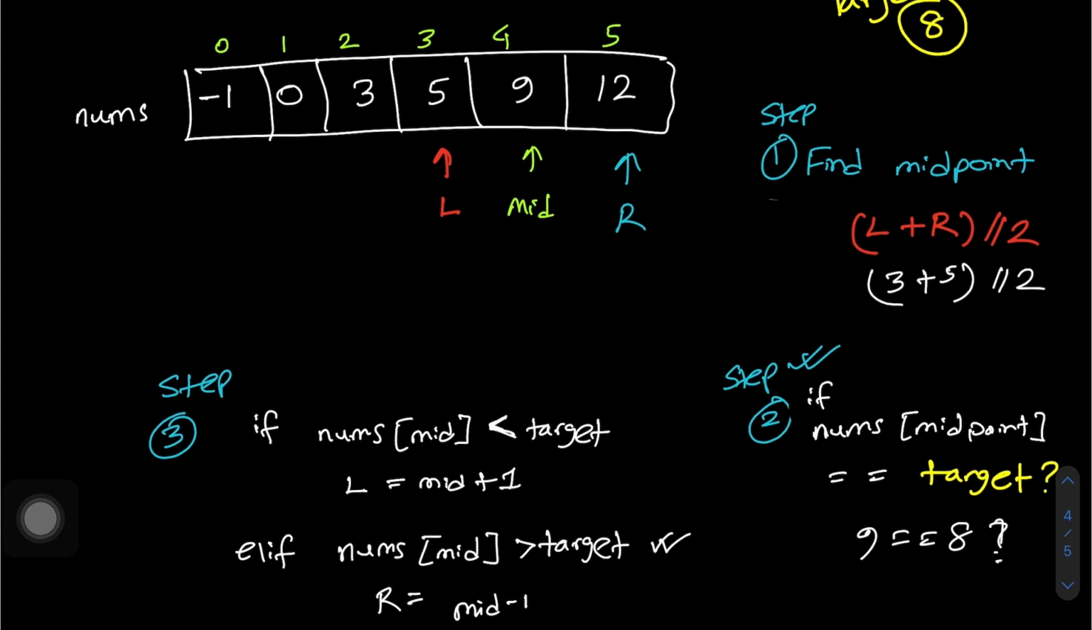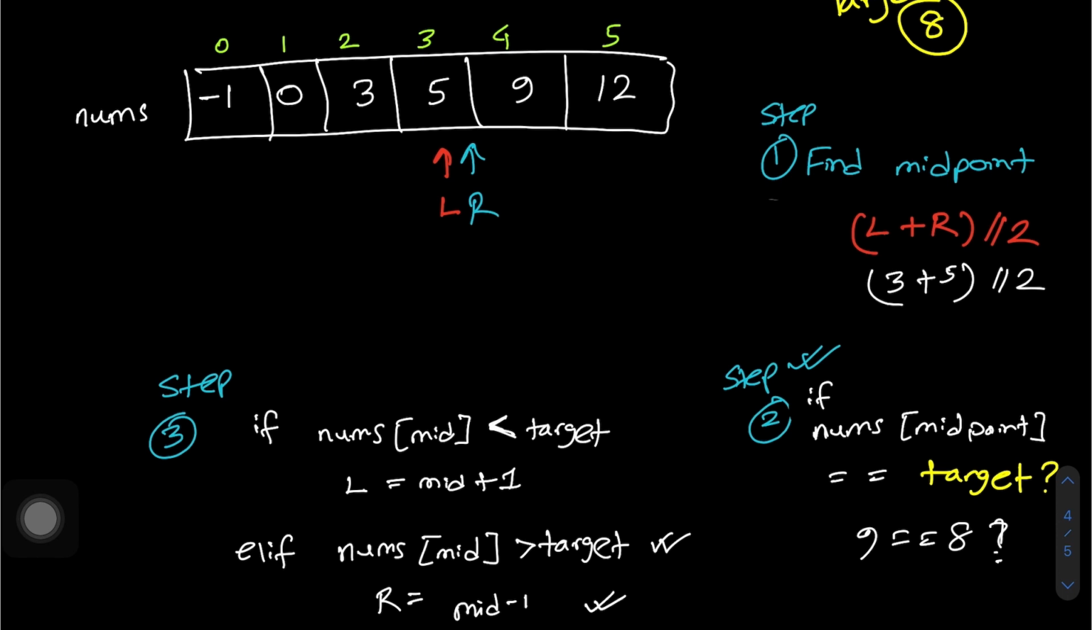Since 9 is greater than 8, how do we change our pointers? As I have mentioned here, we set the right pointer to be 1 less than what mid currently is. So this means that right is now pointing to the same value that left is pointing to. Now this has to change, and then we move on to the first step again.